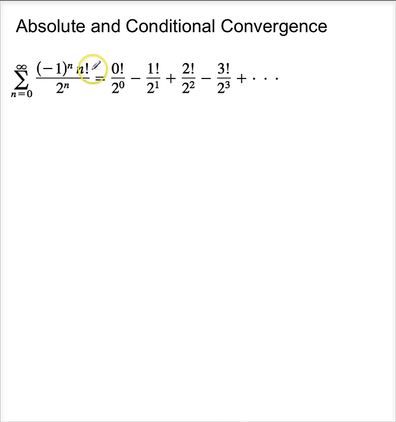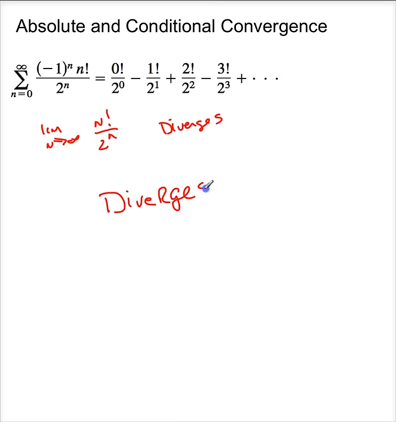Does this converge or diverge? Well, let's look at the nth term. The limit as n approaches infinity of n factorial divided by 2 to the n. Now we've already shown that this diverges. So this series diverges.